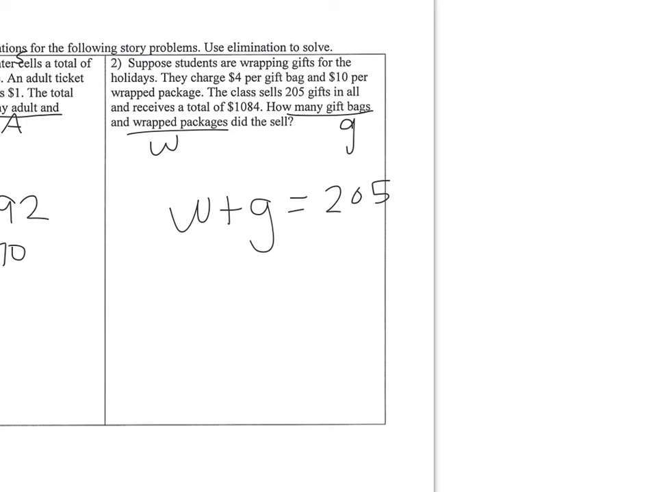And then you're going to have an equation that's relating money. So $10 a wrap package plus $4 a gift bag equals the money, which is $1,084. And you can solve by elimination or substitution.